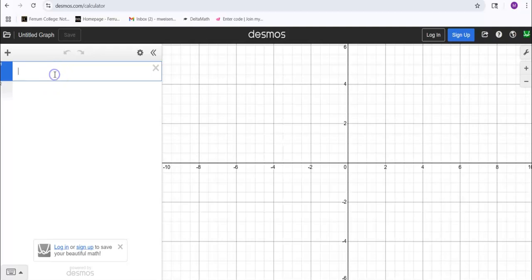One thing when you're graphing in Desmos, and I just went to desmos.com, and then you can go to the calculator. You don't need an account, but you can certainly make one if you want to save your work.